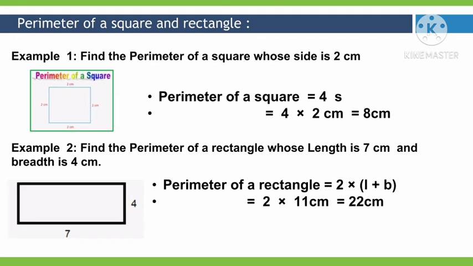That 11 you have to multiply by 2, because 2 lengths are equal and 2 breadths are equal for a rectangle. So you need to multiply by 2. 2 elevens are 22 centimeter. That's how the perimeter of the rectangle given here is 22 centimeter.